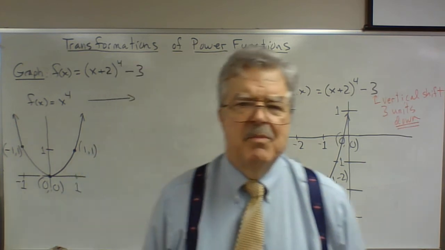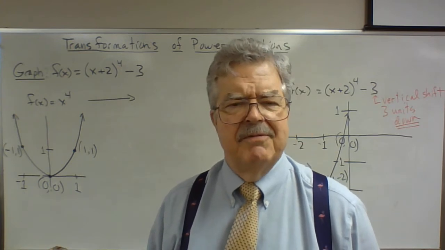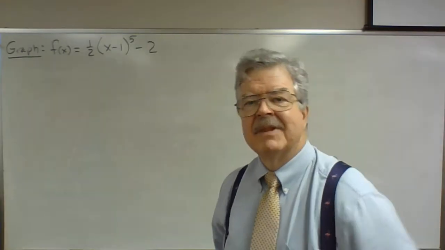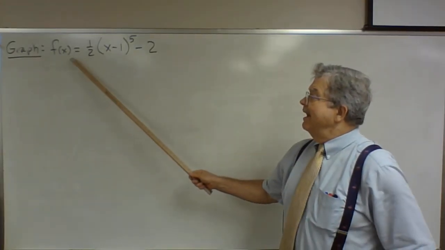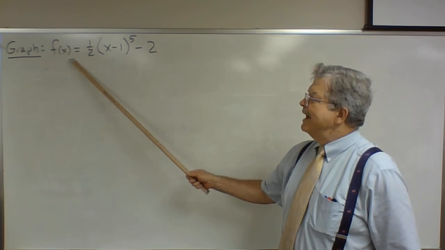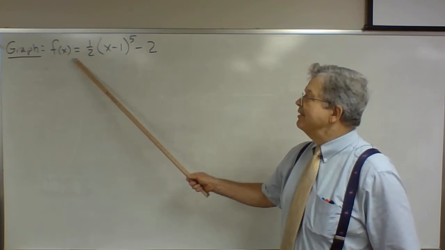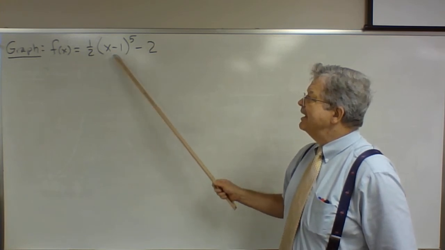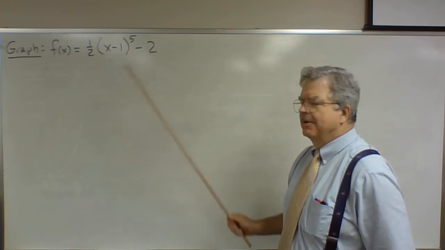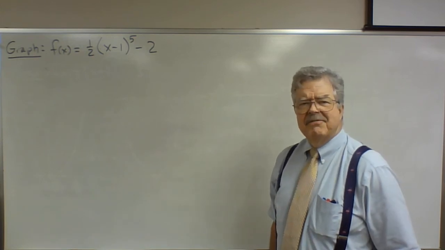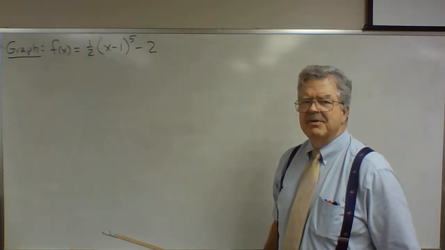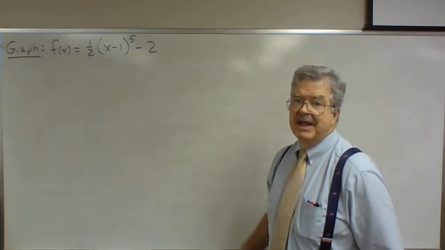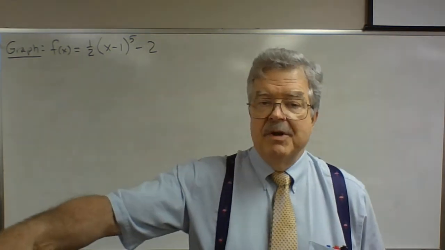Now let's do one more of these, and let's do a power function whose exponent is odd. Our next project: graph the variation of the power function f of x equals 1/2 (x minus 5) to the 5th minus 2. And to graph this, the first thing I'm going to do is graph the power function of which this is a variation.